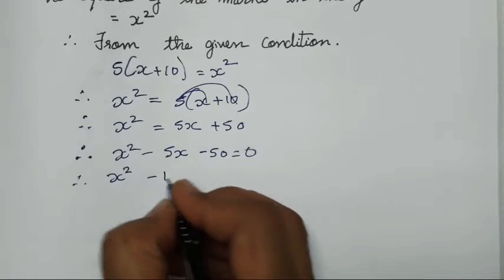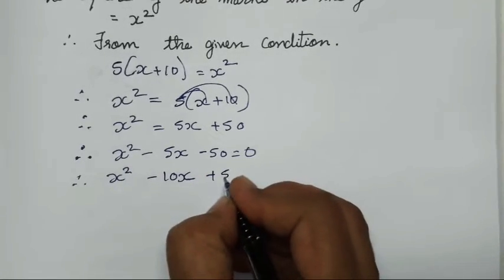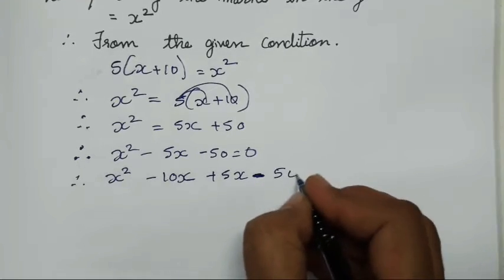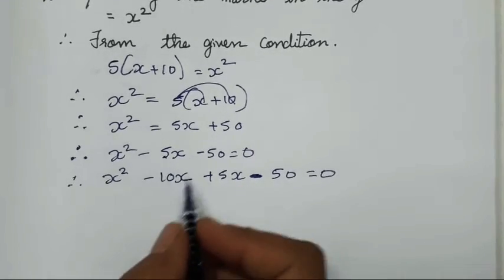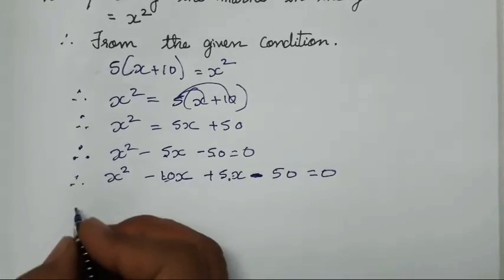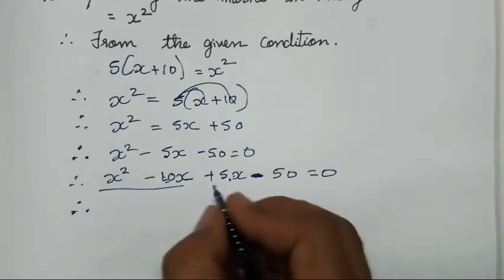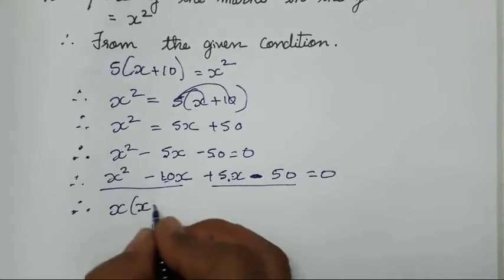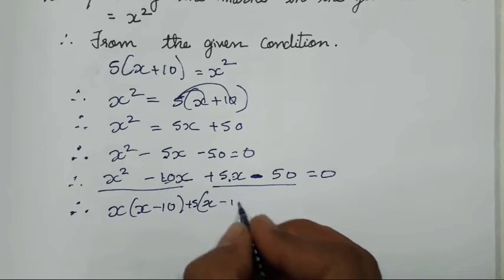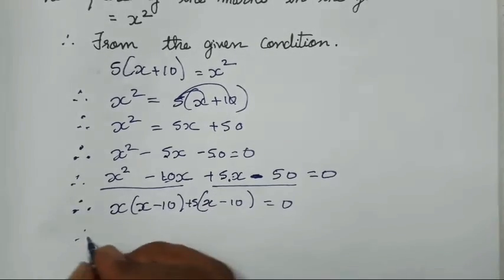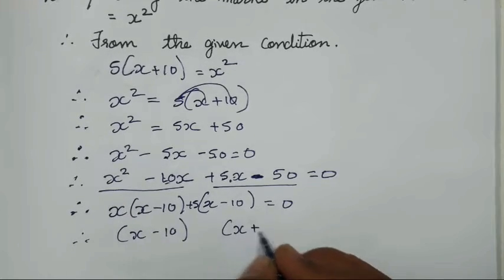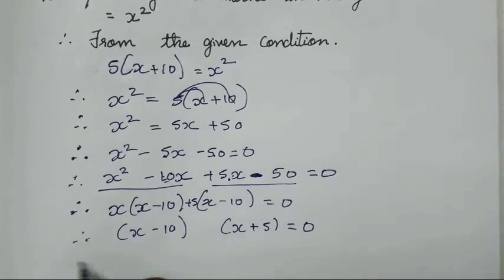Therefore x square minus 10x. Split the middle term so that you will be getting minus 5 after subtracting, and multiplication will give you minus 50. So we take common terms, that is x minus 10 and plus 5 times x minus 10. Common terms are these, so we take that first, and then the uncommon, that is x plus 5 is equal to 0.